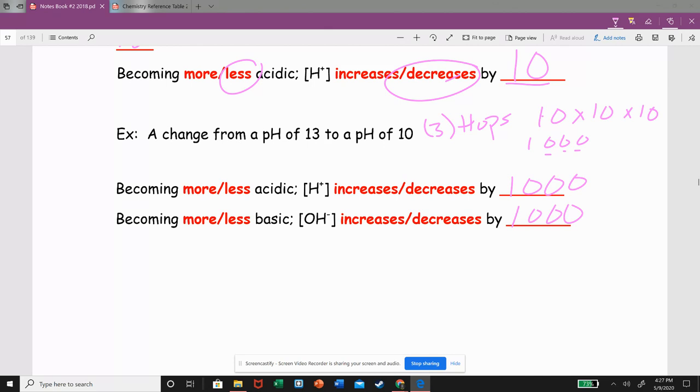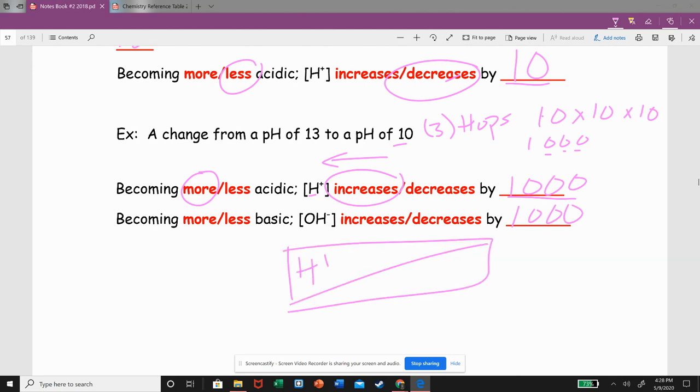And if I'm going from a 13 to a 10, I'm going this way on my pH scale. So then I'm becoming more acidic. Even though a pH of 10 is still in the base range, it is 1,000 times more acidic than a pH of 13. So what is H plus doing? H plus is increasing because if I'm going in this direction, my wedge of H plus is increasing.